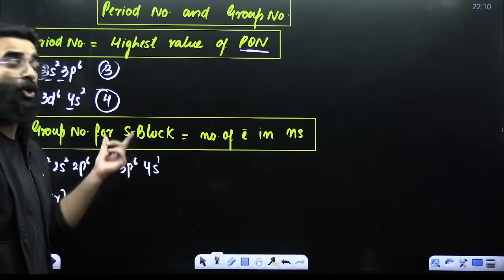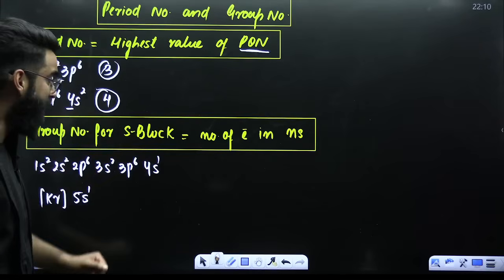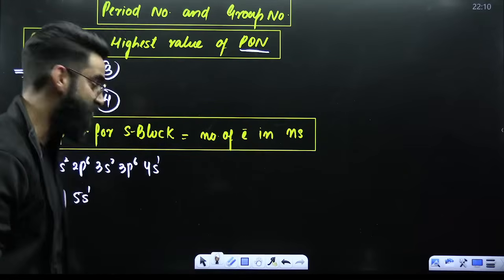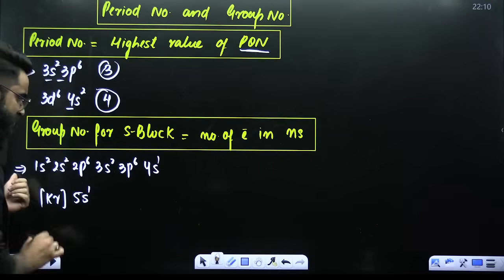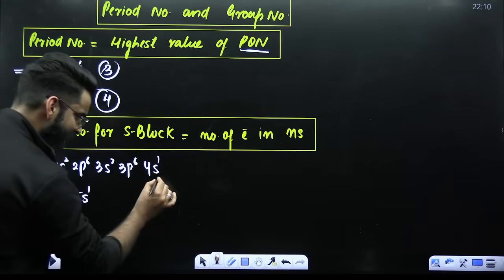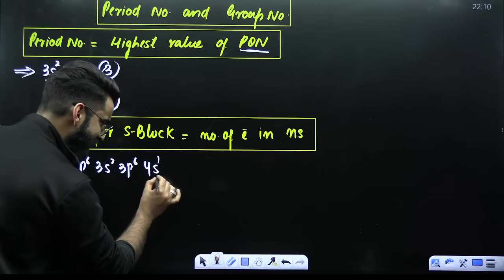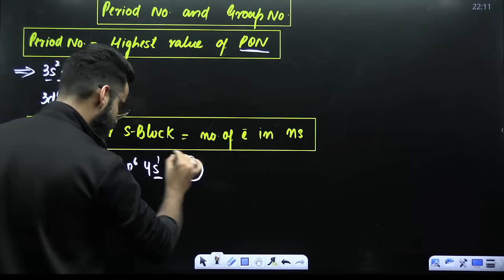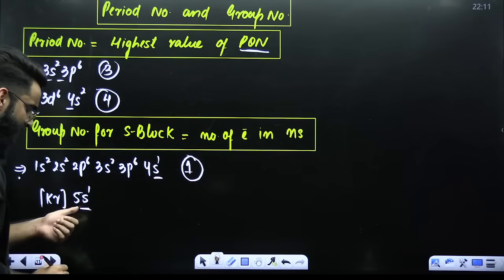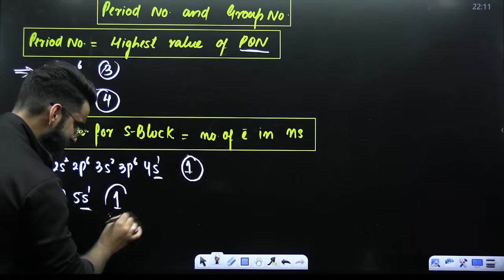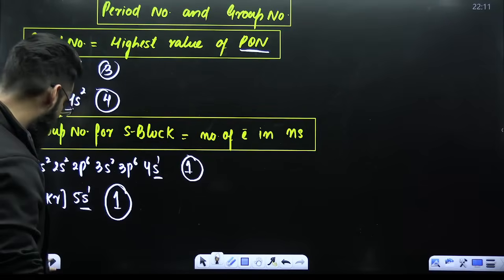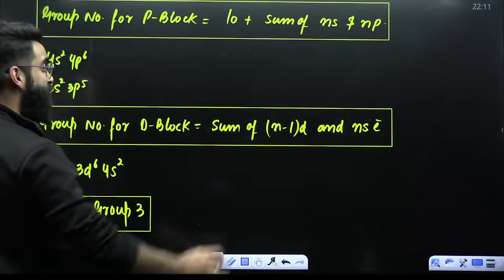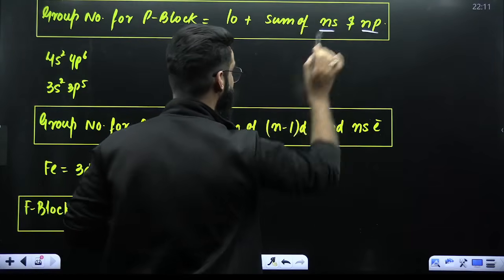Similarly, how do we check the group number for s block elements? For s block elements, the group number is the number of electrons in the ns shell. Let's say this is the electronic configuration of some element, and the element belongs to s block. How many electrons are there in the last s? Only 1 electron. So the element belongs to group number 1. How many electrons are there in ns? 1 electron. So this element belongs to group number 1. Perfect for s block. For p block, it's going to be 10 plus the sum of ns and np electrons.